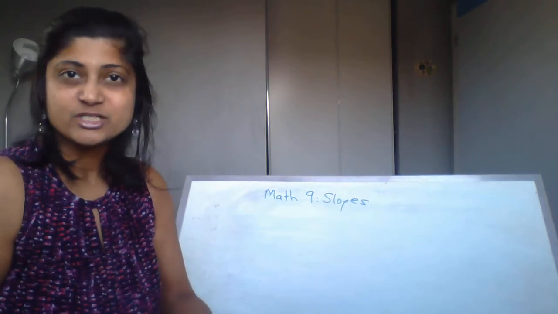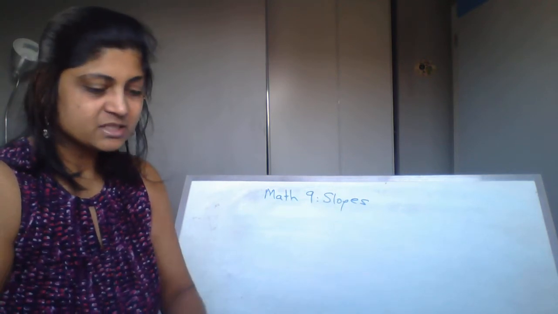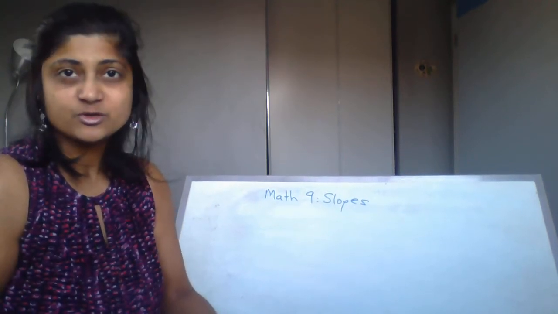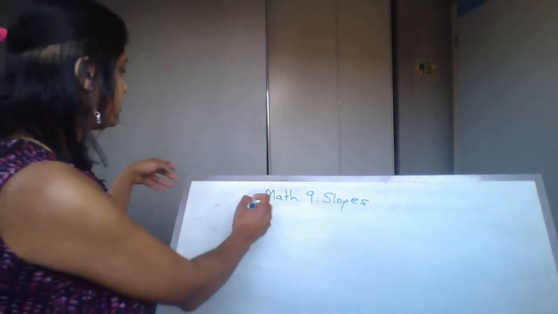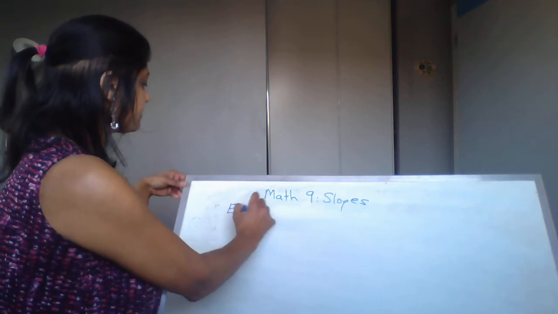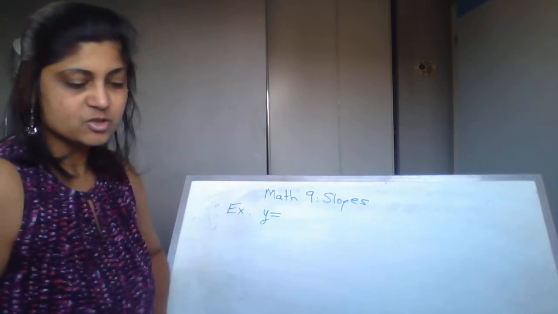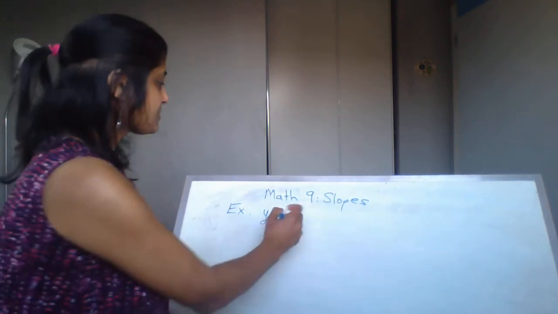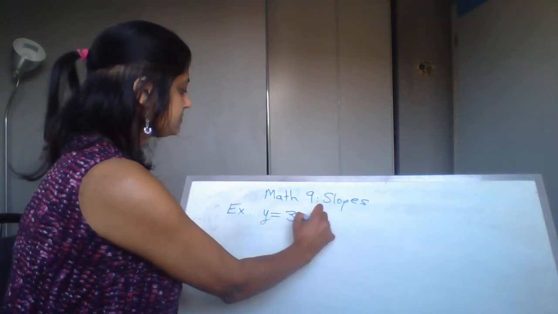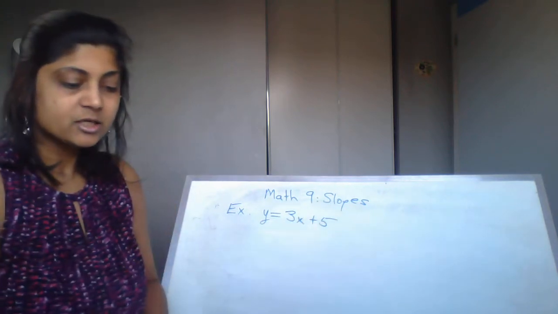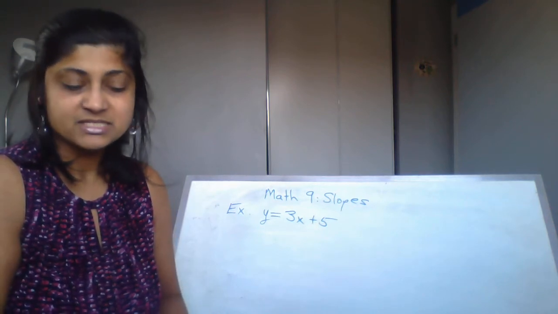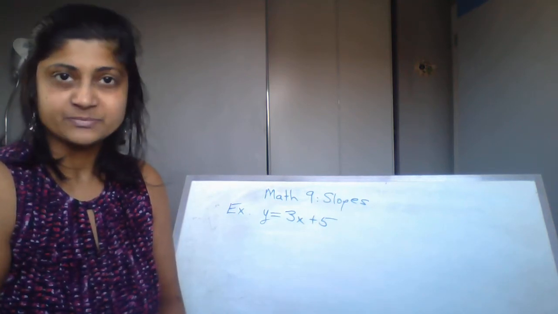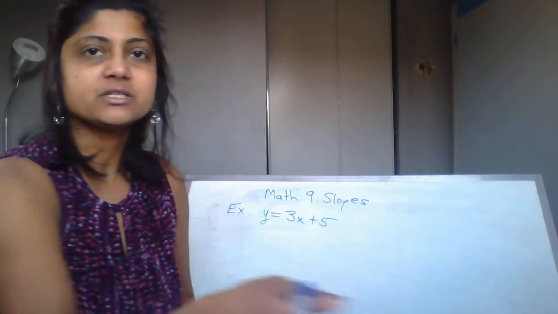So I'm going to take some questions again from the textbook. A couple of these questions are going to be very general, so it's kind of like a review here. Let me write down the question on the board. We have y equals 3x plus 5. The question says state the slope and the y-intercept for the line that's represented by each equation, and that's what we're going to do here.